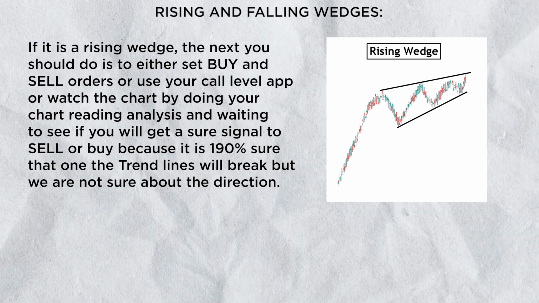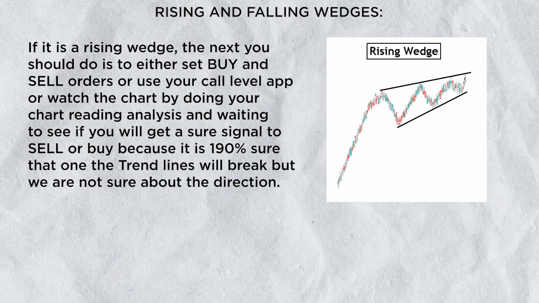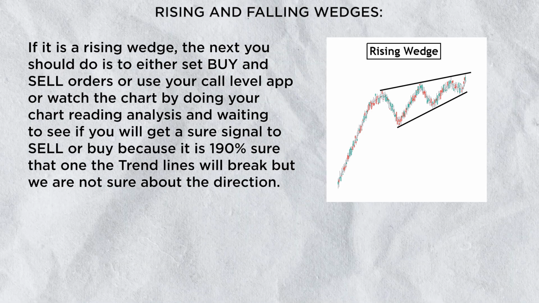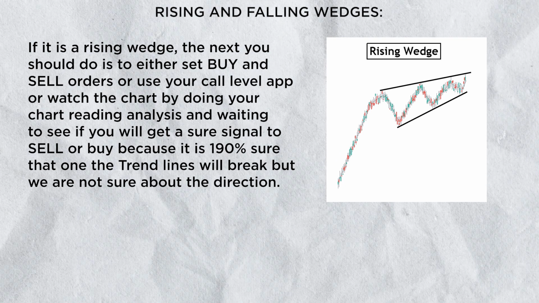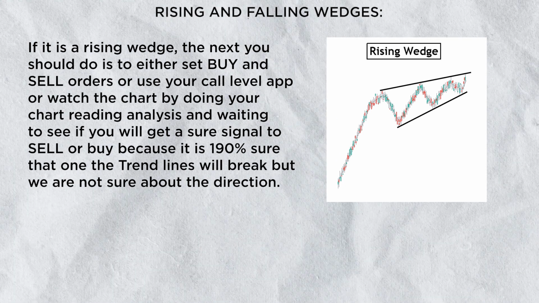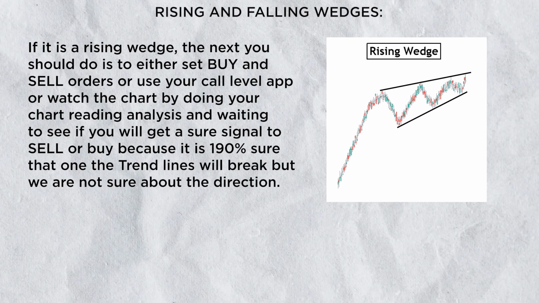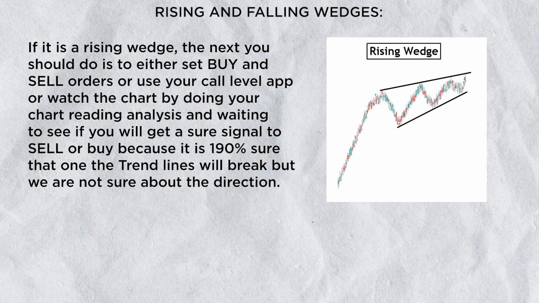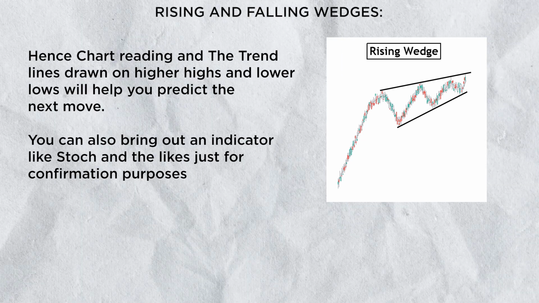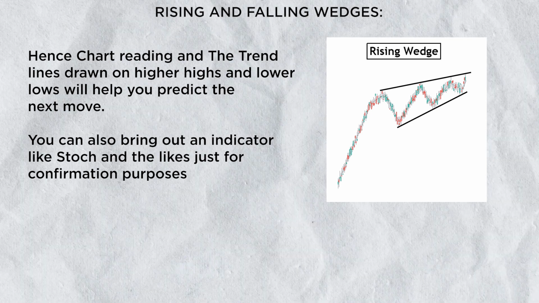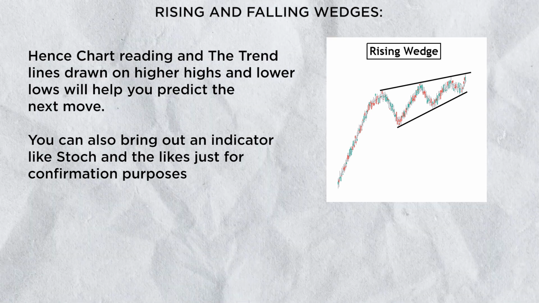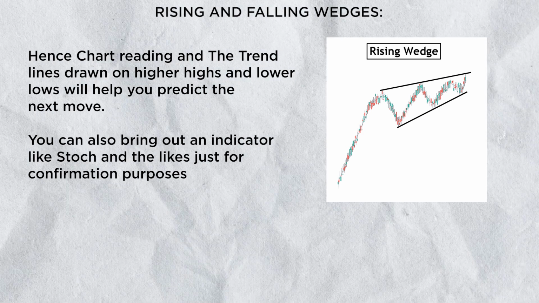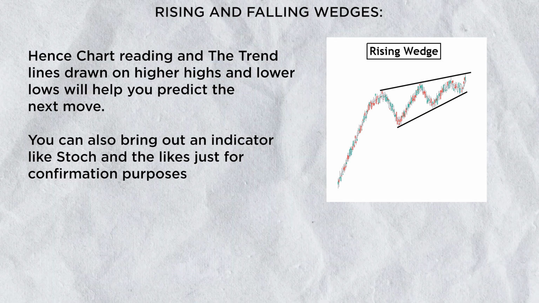If it is a rising wedge, the next thing you should do is to either set buy and sell orders, use your call level app, or watch the chart by doing your chart reading analysis and waiting to see if you will get a sure signal to sell or buy, because it is 100% sure that the trend lines will break, but we are not sure about the direction. Hence, chart reading and the trend lines drawn on higher highs and lower lows will help you predict the next move. You can also bring out an indicator like stochastic and the likes just for confirmation purposes.